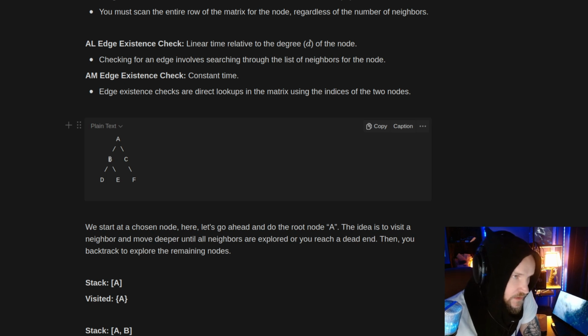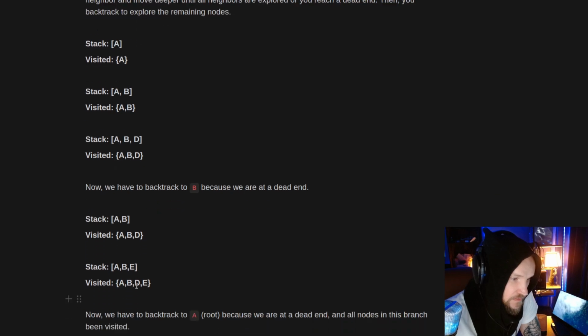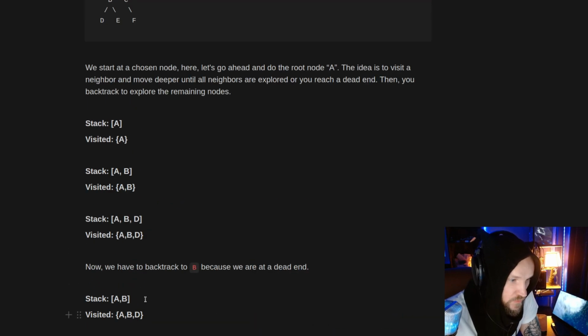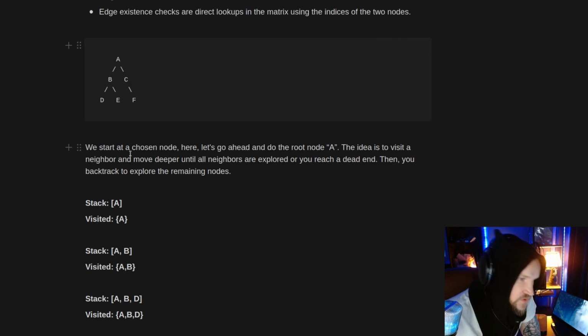Okay, well, we're at B. We're back at B now. We went back to B right here. We know A has been visited, and D has been visited, but there is a connection to E, so we need to go there. And so we go down to E, and then same thing, nowhere to go. We go back up to B, check its neighbors. It's visited everything. Then we have to go back to A, check its neighbors. Well, it hasn't been to C. So pretty simple, pretty easy to understand.